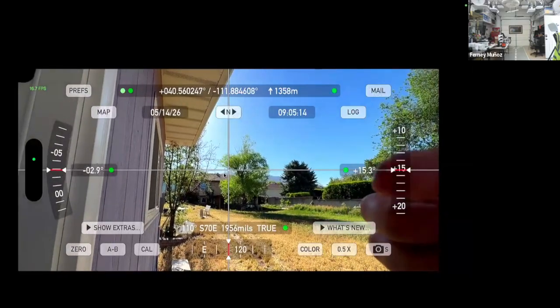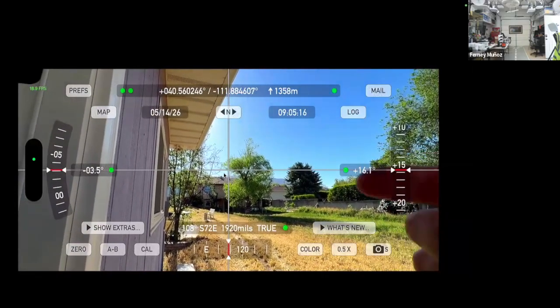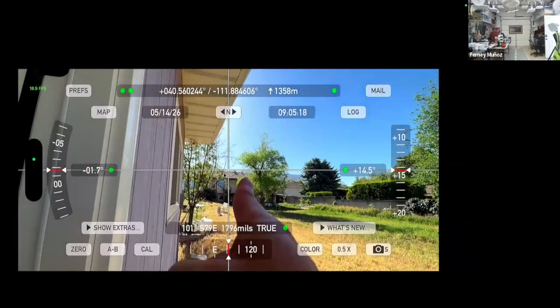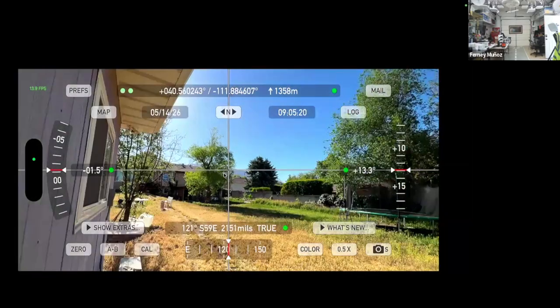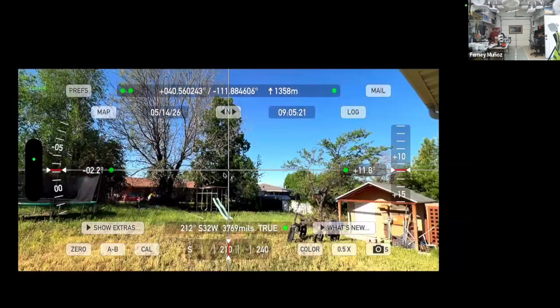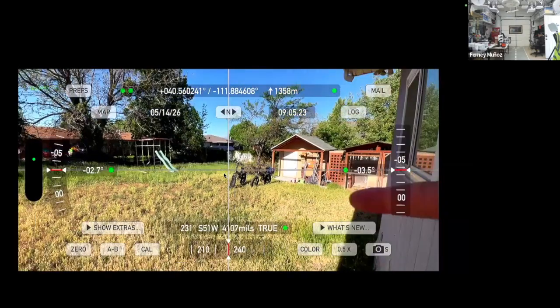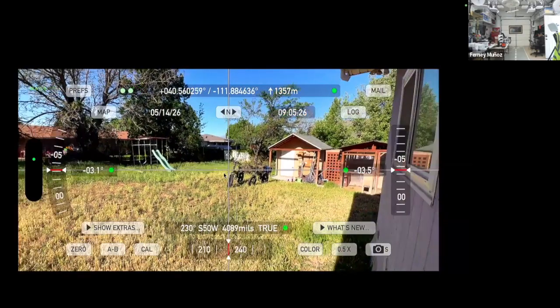If I want to put an antenna, let's say, aiming there, then notice that here it says that it's 15 degrees up, meaning the antenna has to be aimed 15 degrees up. And if I'm on the roof and I'm shooting down, then it's going to tell me how many degrees I have to aim down that antenna to get there.